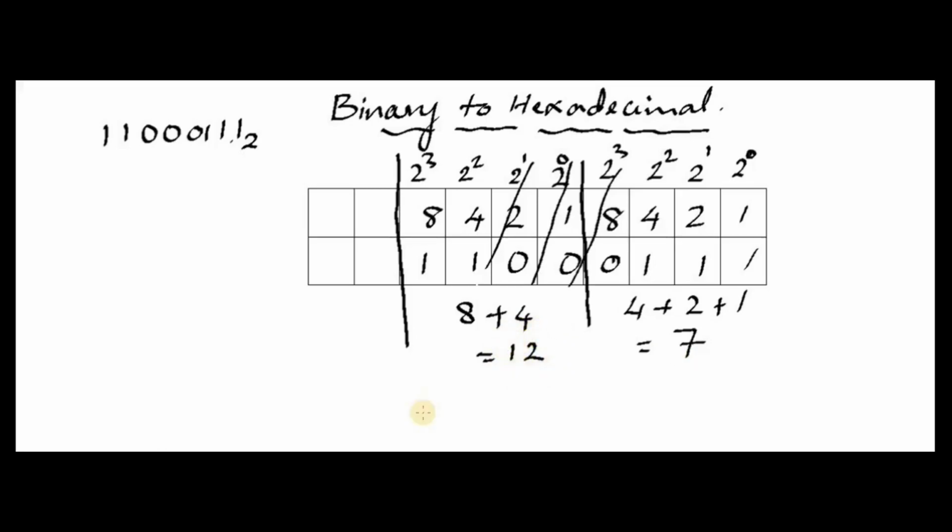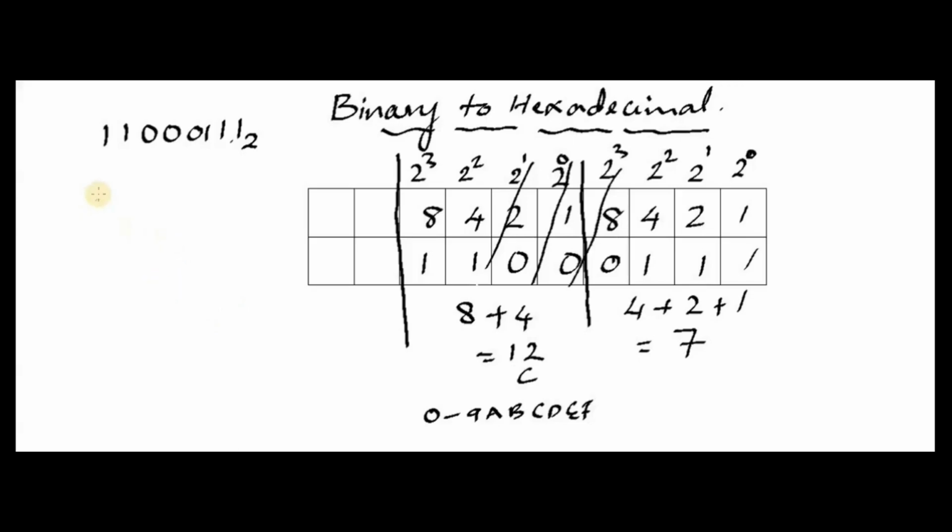In hexadecimal, the digits are like this: 0 to 9, then A, B, C, D, E and F, isn't it? So this is 10, this one is 11, and this one is 12. So 12 means it is C, isn't it? But 7 is also 7.